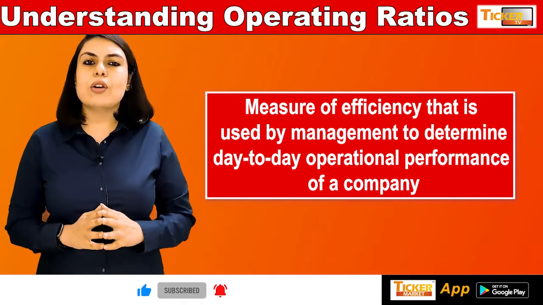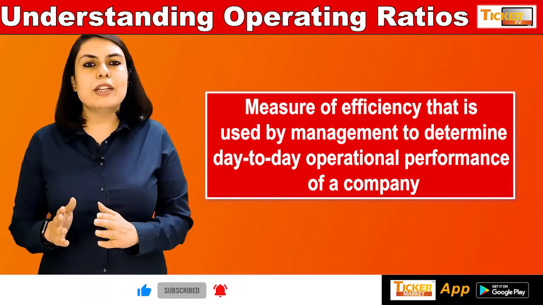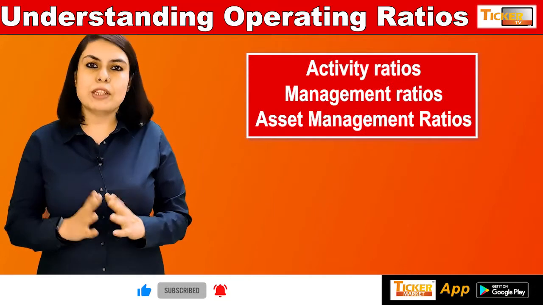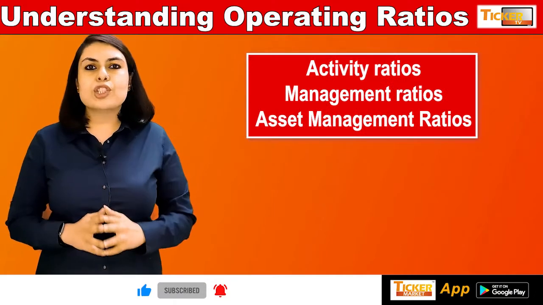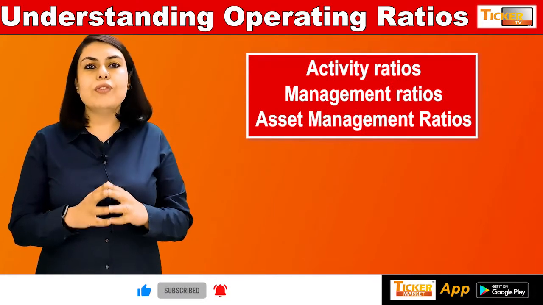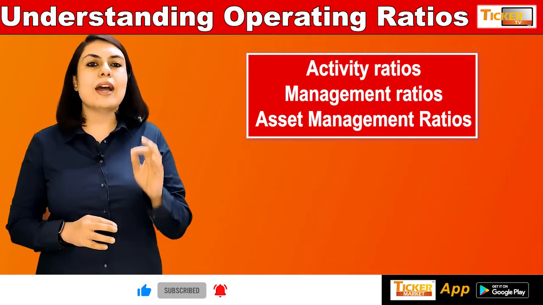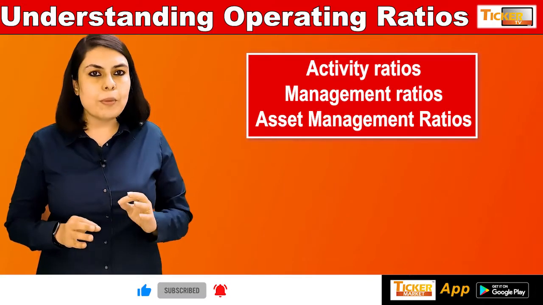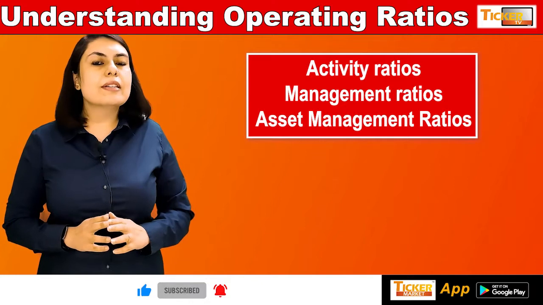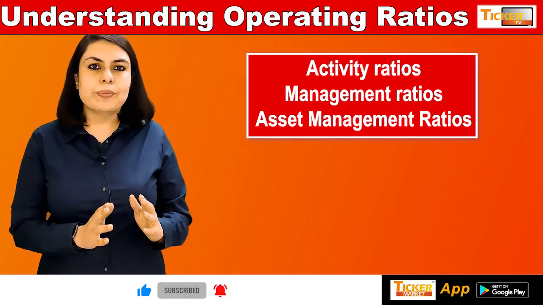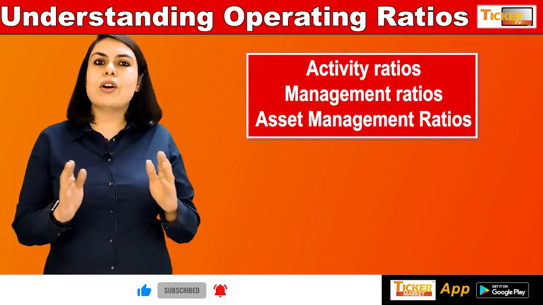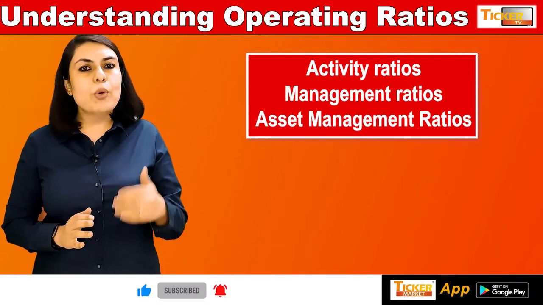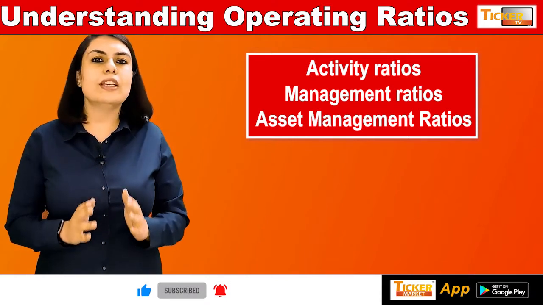These ratios are also called activity ratios, management ratios, and asset management ratios. The operating ratio metric assesses how effective an organization is at maintaining a lower cost of operations while generating a certain level of sales and revenue. A smaller ratio indicates the organization is generating more revenue as compared to the total expenditure.